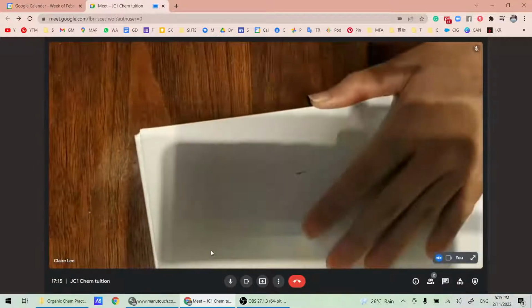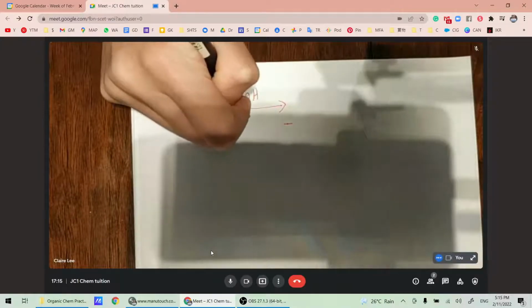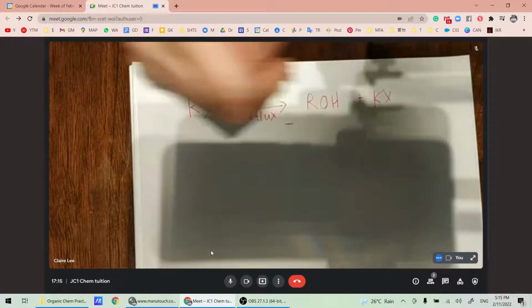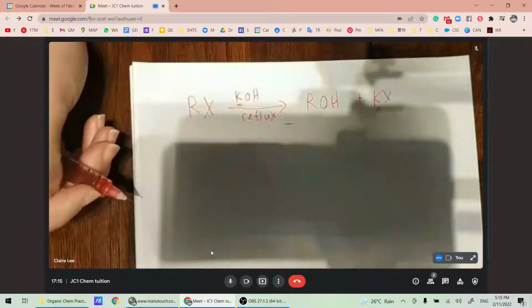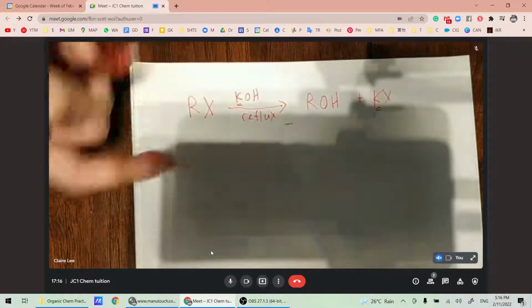Now let's talk about the mechanism. What's the name of this mechanism? It's nucleophilic substitution. This is the general reaction for nucleophilic substitution. RX with any strong alkali will give you an alcohol. Then the spectator ion will combine with the halide to give you a potassium halide.